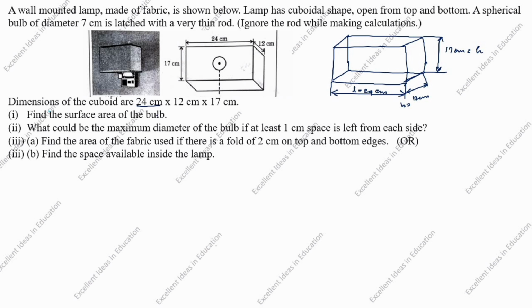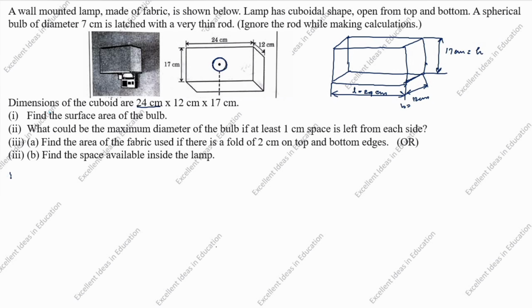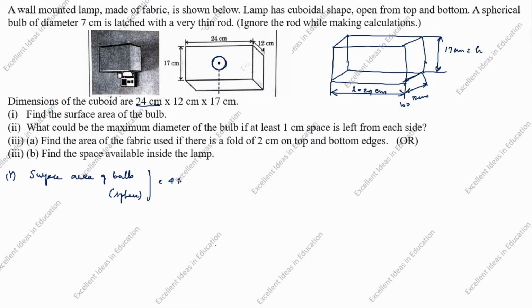First question, now we will find surface area of bulb. So this is surface area of sphere formula. What is surface area of sphere formula? 4 pi r square. 4 into pi is 22 by 7.